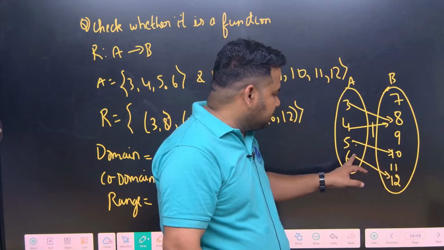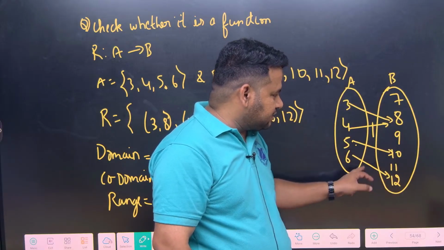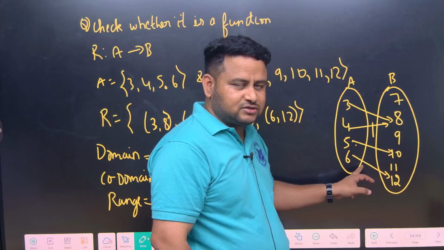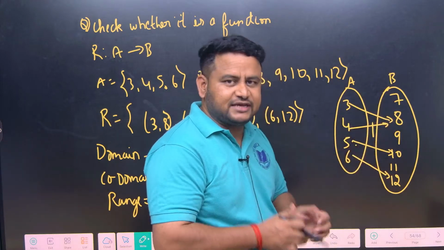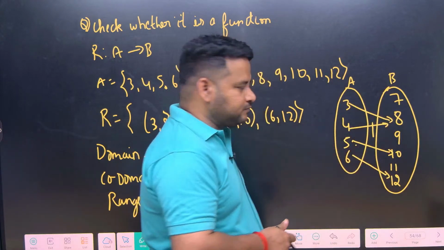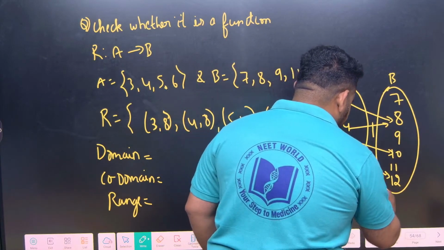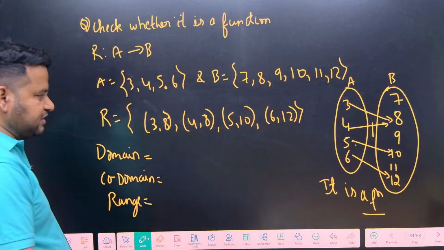Yes, it is having a unique image. 6 is having 12, and 6 is not having 11, 9, 7 or 8 as an image. So it is having a unique image, so definitely it is a function. It is satisfying the two conditions I told you for the definition of a function.